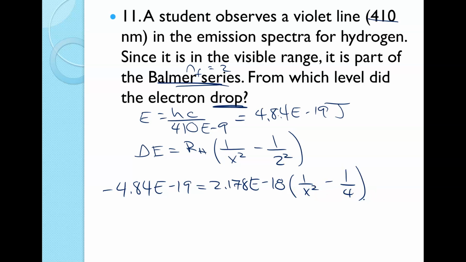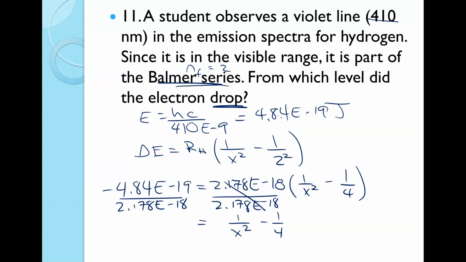Okay, so you set it up like this. First thing I would do is I would divide here. And when you do that, this goes away. You have 1 over x squared minus 1 over 4 equals some number. I don't know what it is off the top of my head. I would add 1/4 to it. You get 1 over x squared equals 1 over 36. Take the square root, x is 6. Okay, you should always expect to get a whole number. It should be bigger than 2.